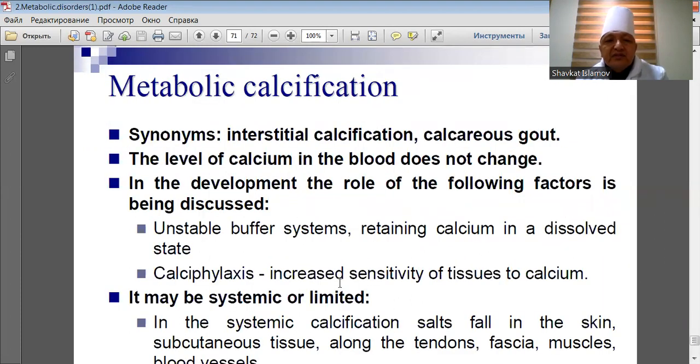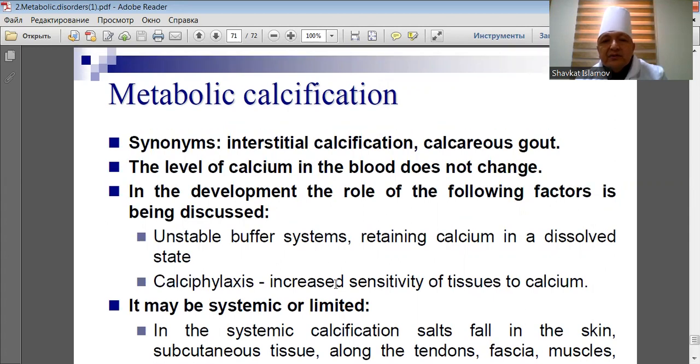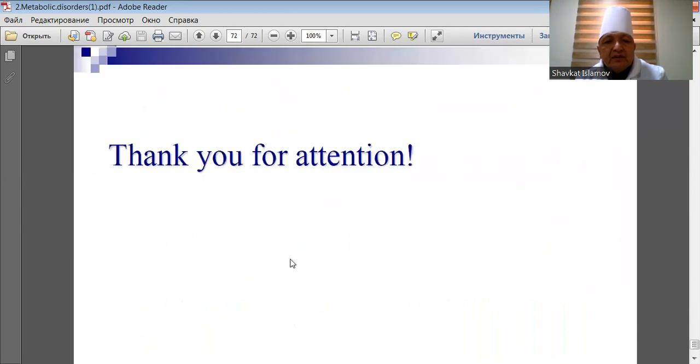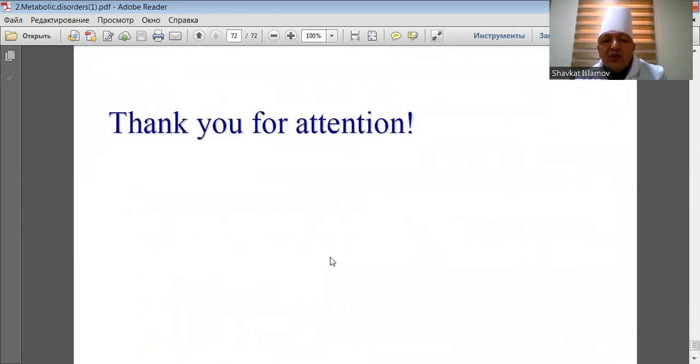Metabolic calcification. Synonyms: interstitial calcification, calciphylaxis. The level of calcium in the blood does not change. In the development, the role of the following factors is being discussed: unstable buffer system retaining calcium. It may be systemic or limited. Thank you for attention.